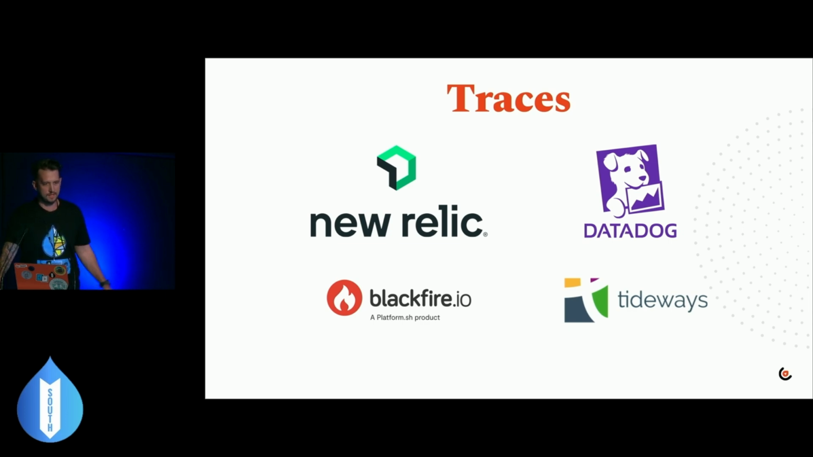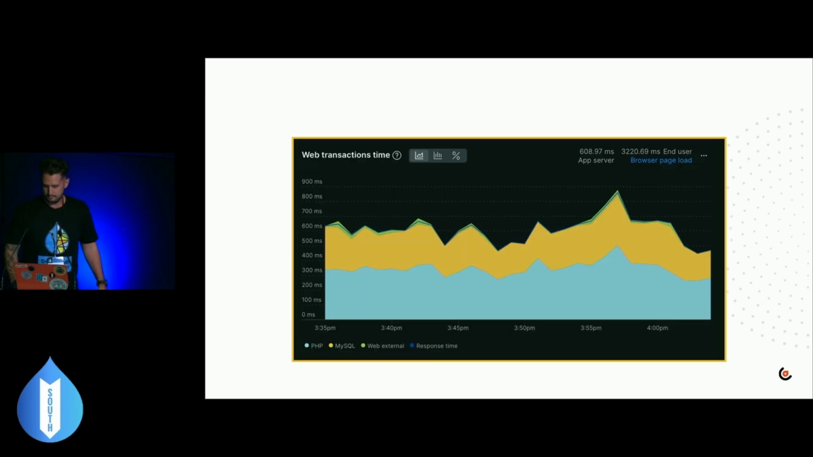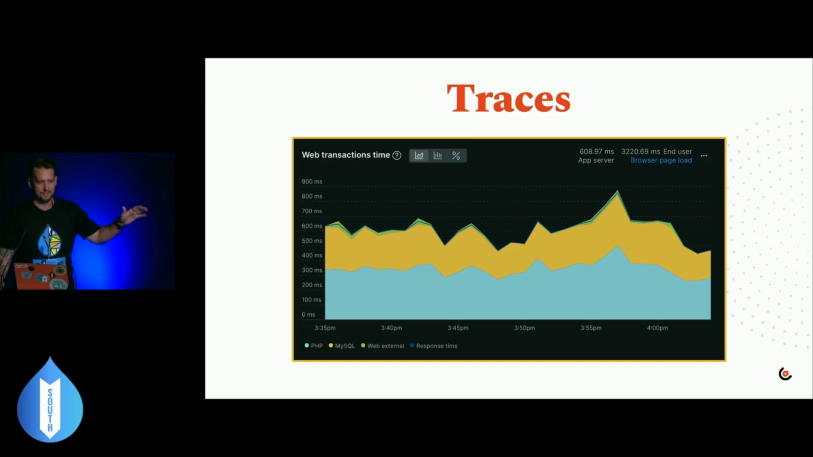So these are kind of the industry standard for obtaining traces in production. And for us, it's primarily New Relic and a bit of Blackfire. This web transaction time is burnt into my retinas. We've been using it for a very, very long time, and we've got customers using it. It's from New Relic. It's on the front page.